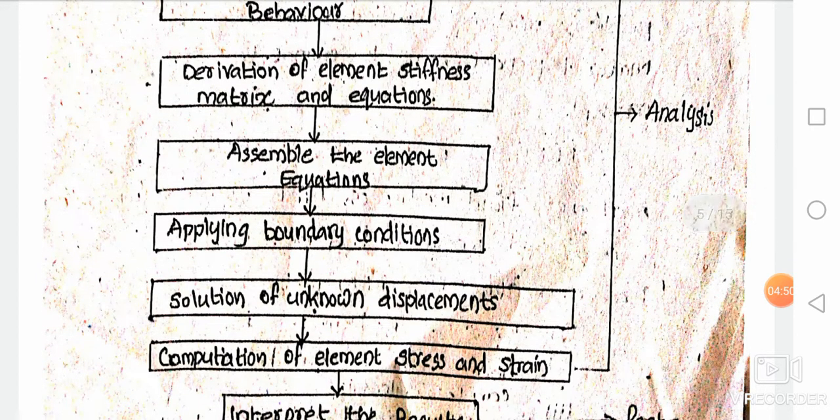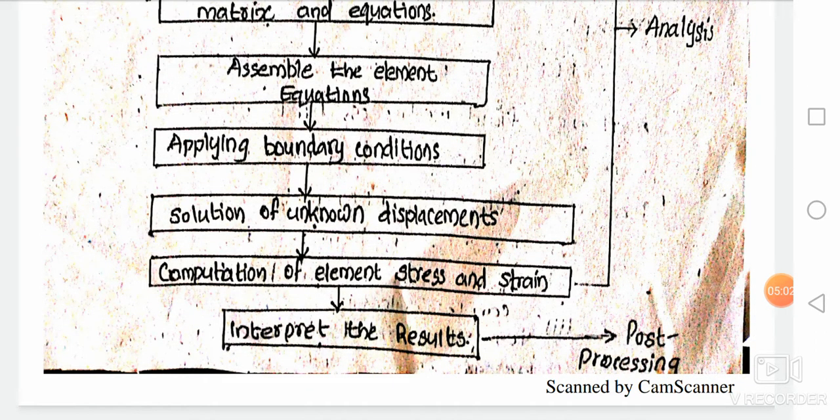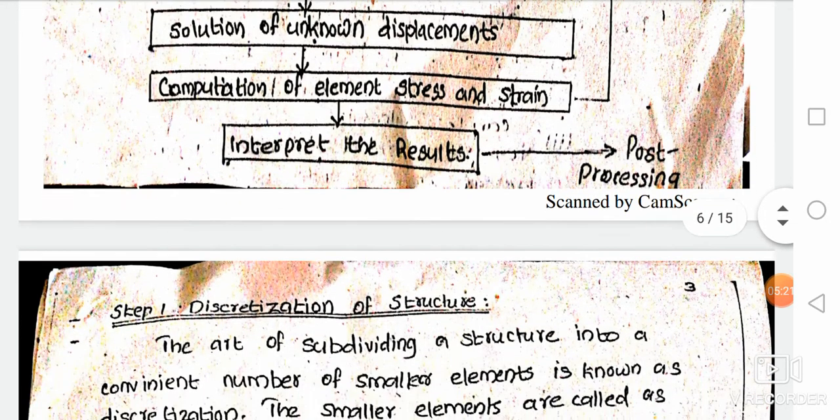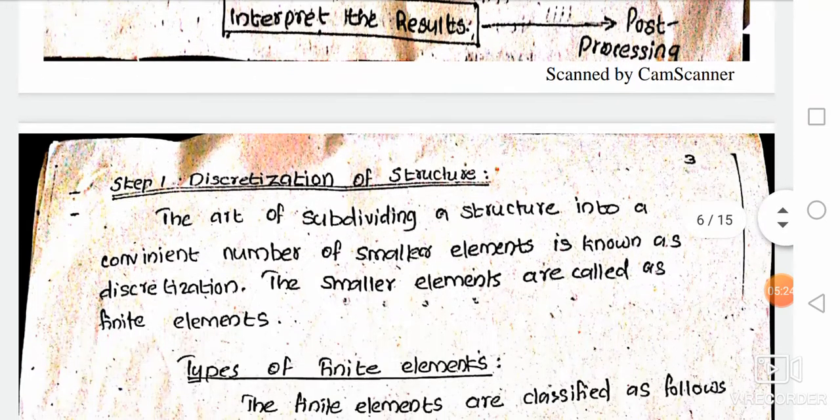The next step is applying boundary conditions, that is, giving the fixed end and other end points. Next is solution of unknown displacements by Gauss elimination method. Then computation of elemental stress and strain based on the relationship between sigma and epsilon. The last one is to interpret the results. It is the post-processing step. Then we go through the detailed explanation of each step.